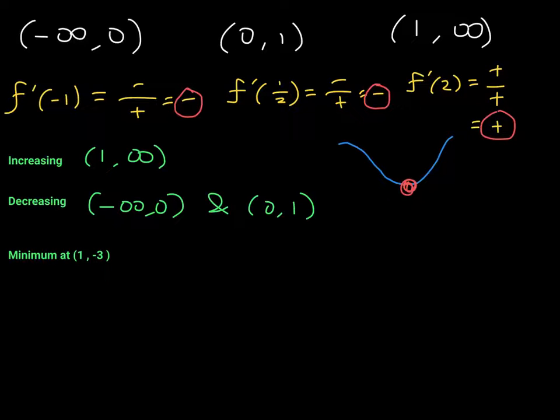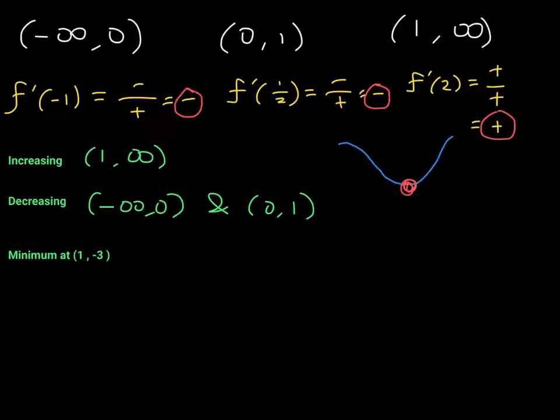And if you plug 1 into our original function, the function value is negative 3. So the minimum is located at 1, and the minimum value is negative 3.